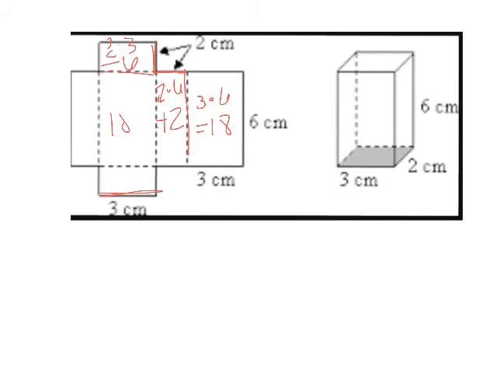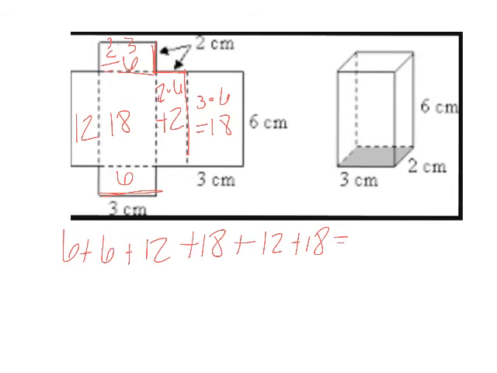Okay, this is 18 again. This is 12 again. And this is 6 again. Remember, each base repeats. So then we add them up: 6 plus 6 plus 12 plus 18 plus 12 plus 18. And we get 72 centimeters squared.